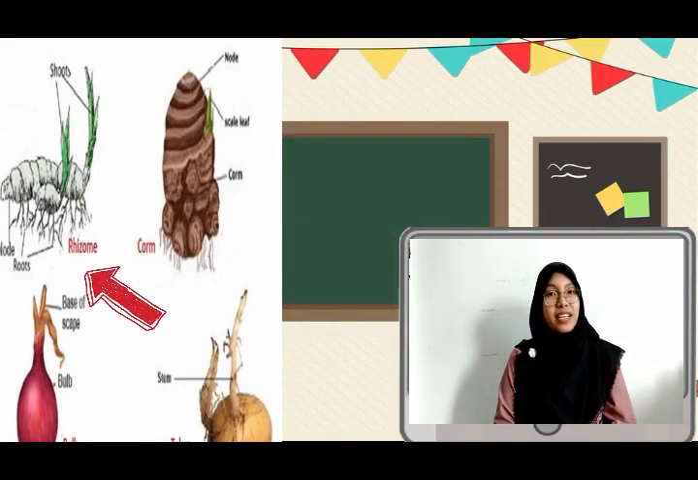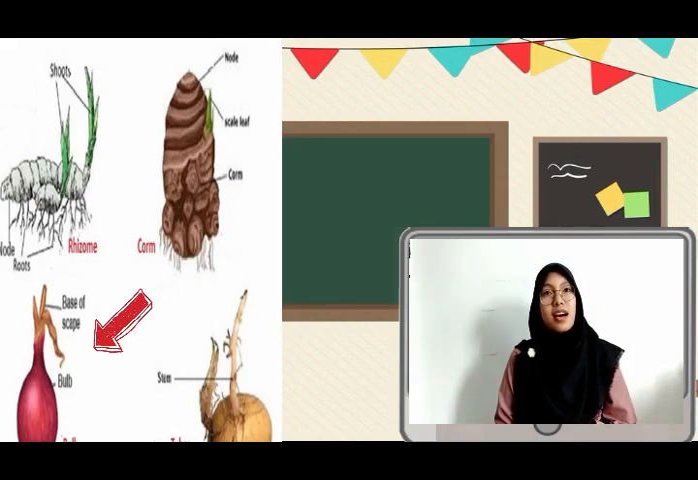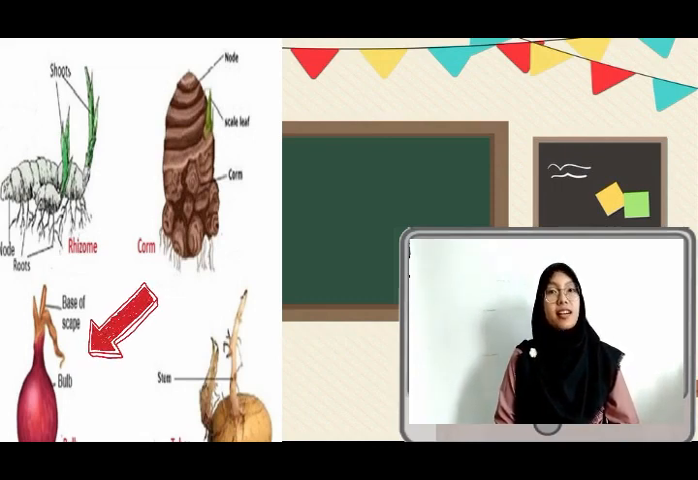First is rhizome. Rhizome is non-green, with distinct nodes and internodes. There are axillary as well as apical buds. The color of rhizome is commonly brown, and the example is ginger. The second kind is bulb. Many fleshy scaled leaves are present in bulbs, and the base of the bulb consists of a cluster of adventitious roots. The examples are onions and garlic.